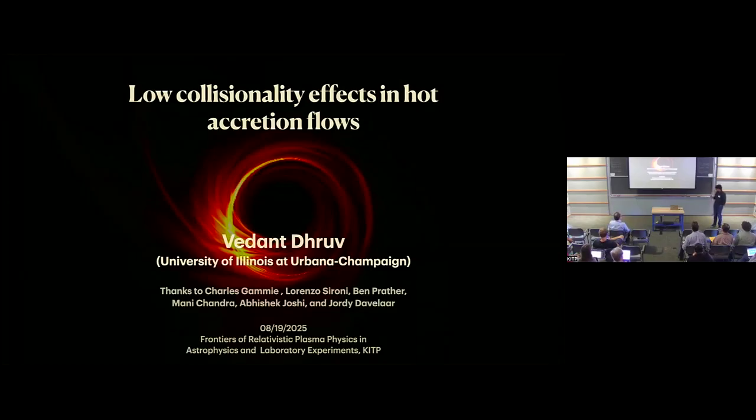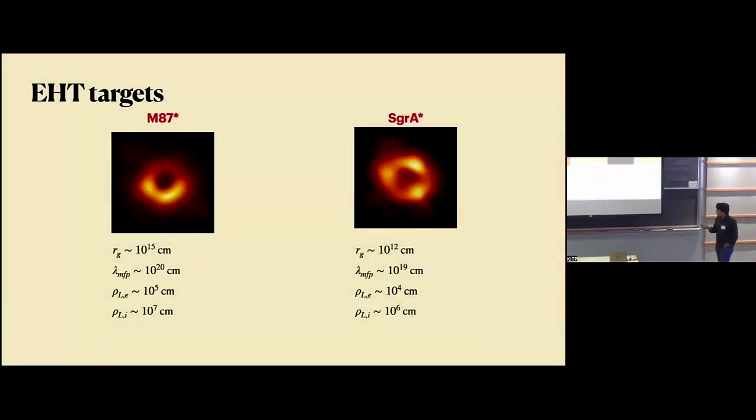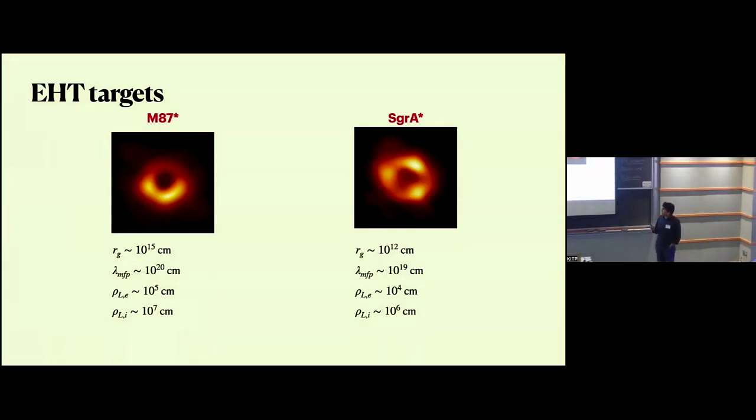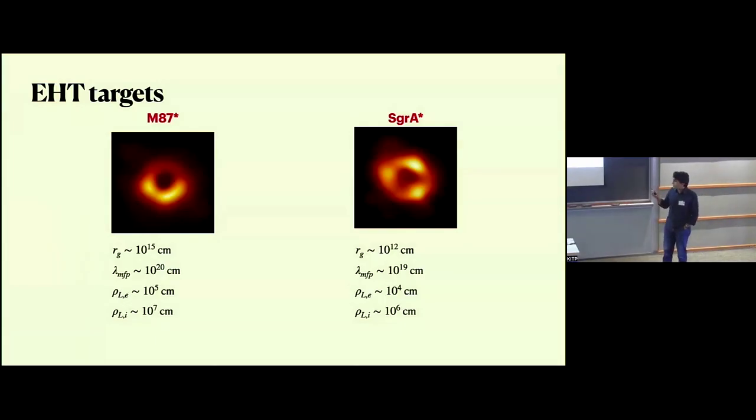Okay, so when I mention black hole accretion flows, what am I really interested in? Well, our group, and me by extension, are primarily motivated by Event Horizon Telescope targets. For example, M87 star and Sagittarius A star. These are the horizon scale observations that we've got in the last 5 or 6 years. And the key point that I want to emphasize about these targets, which motivates the title of the talk, is these length scales that I mention here.